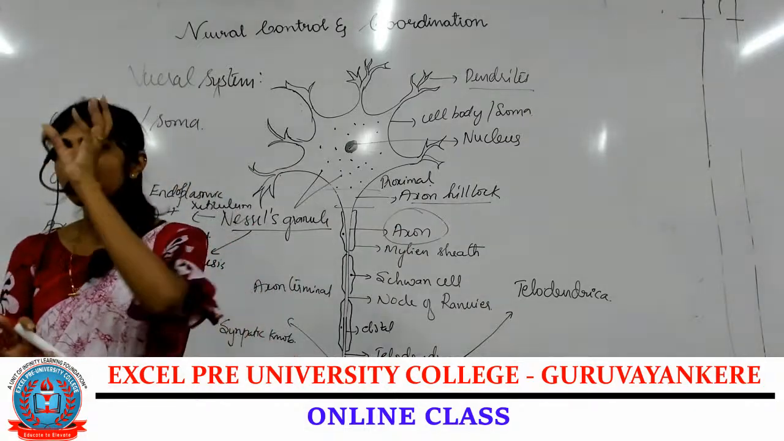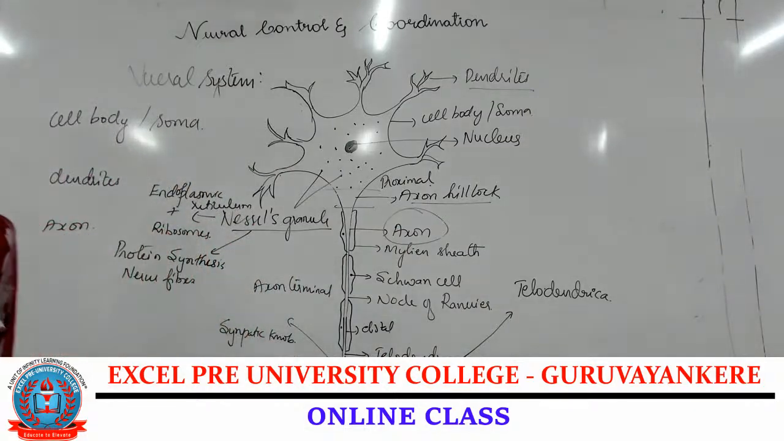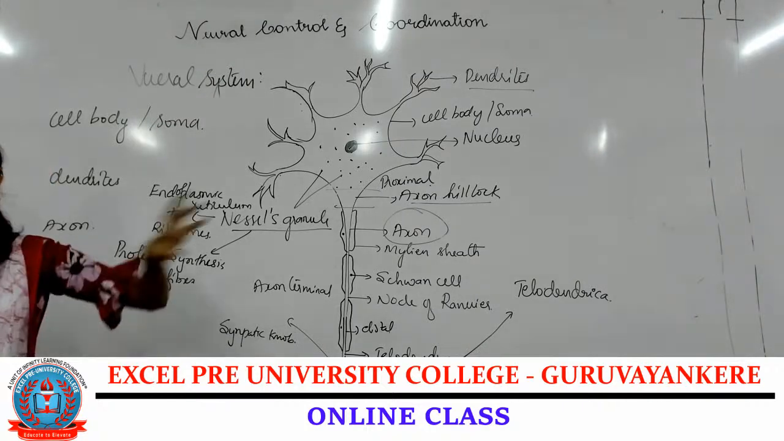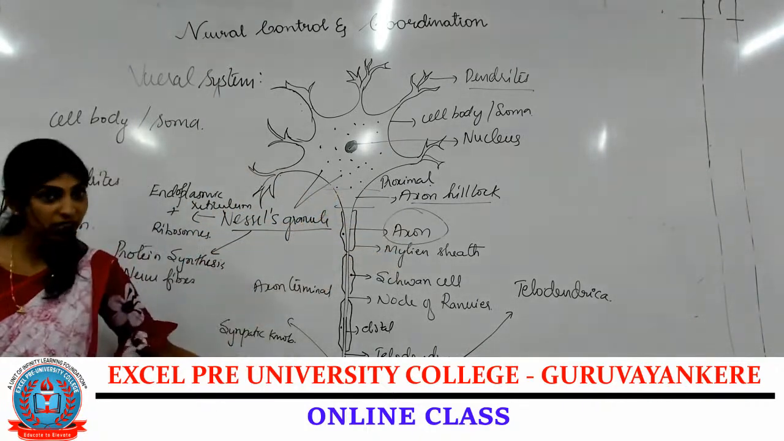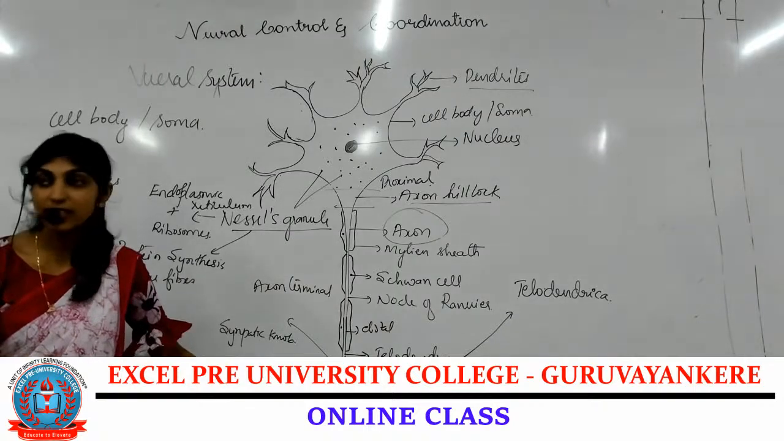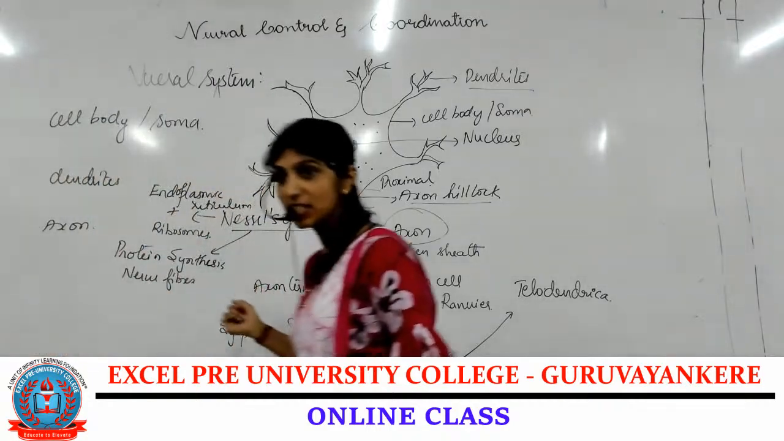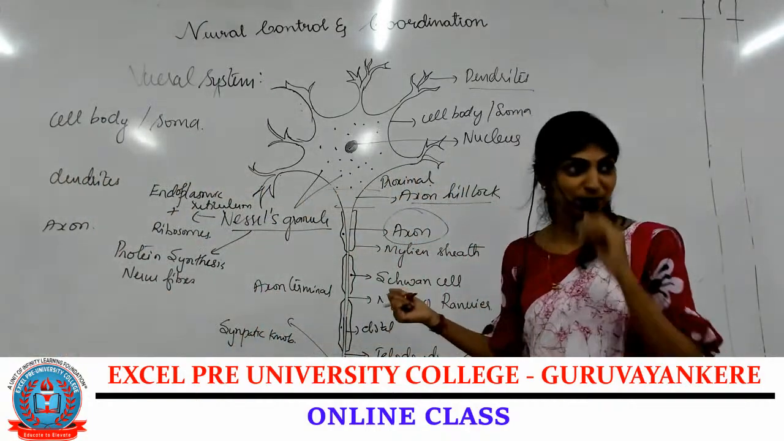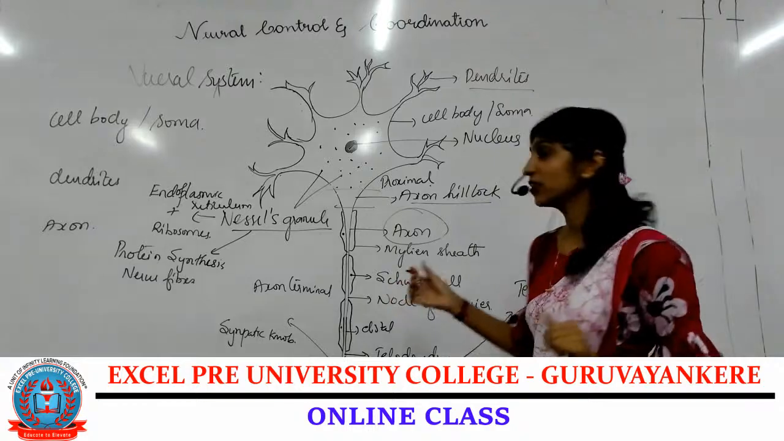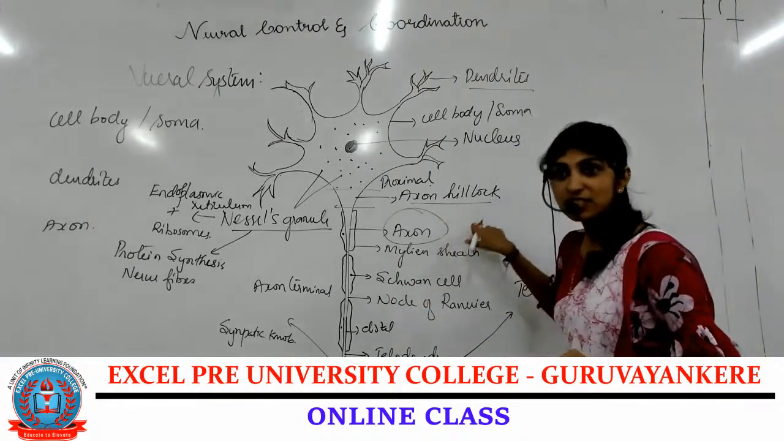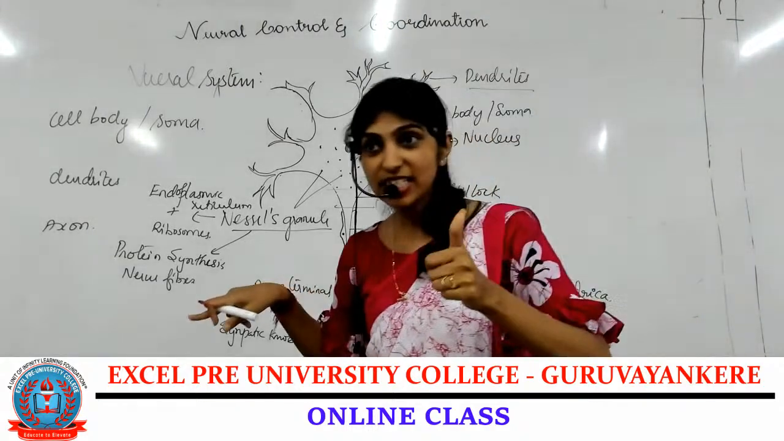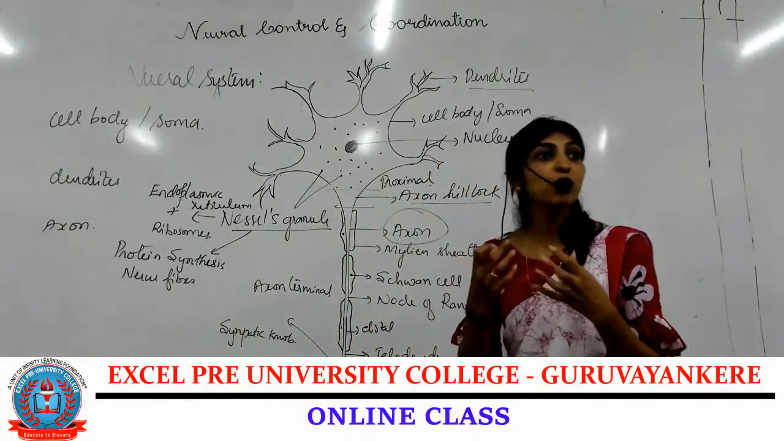Is that clear? The region of the neuron present in the proximal region is called the axon hillock, and away from the neuron, the distal axon is called the telodendria. Clear? Okay. Now, this axon hillock is very, very sensitive and is where the initiation of impulse takes place.